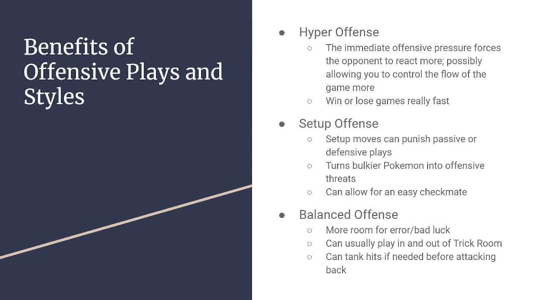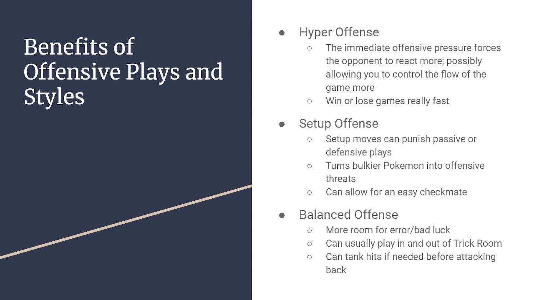And then one of the benefits of balanced offense is you have a little bit more room for error or bad luck. And I say that because typically, since a balanced offense approach will be a little bulkier, it means you can take a hit and be okay, or make a switch and be okay. Whereas with hyper offense, if you have an error or bad luck, your Pokemon may not be able to take a single hit. So that's really nice.